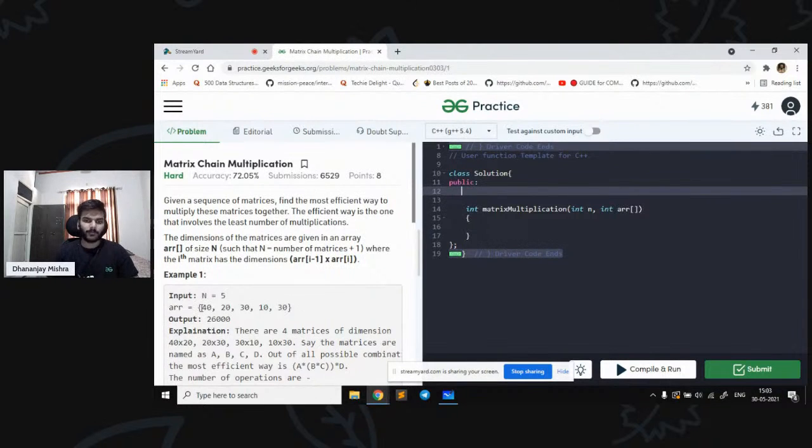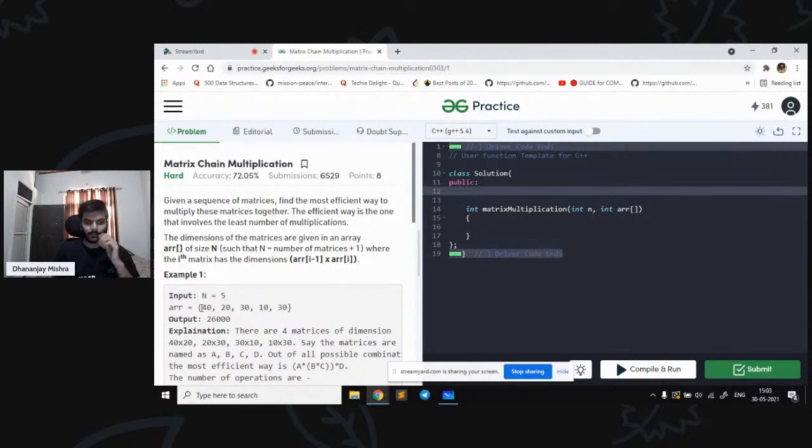To denote a matrix, we basically need the dimension of that matrix. So in that array, we will be given dimensions. We will see later on how these matrices are denoted. Once we are given these matrices in the form of an array, we have to find the most efficient way to multiply these matrices together.